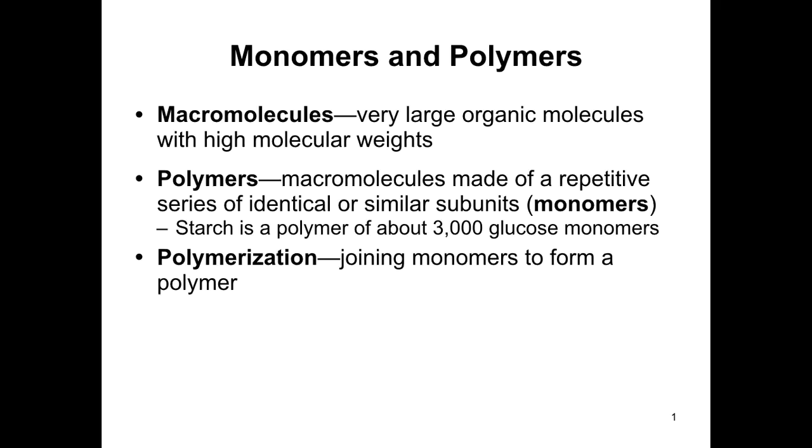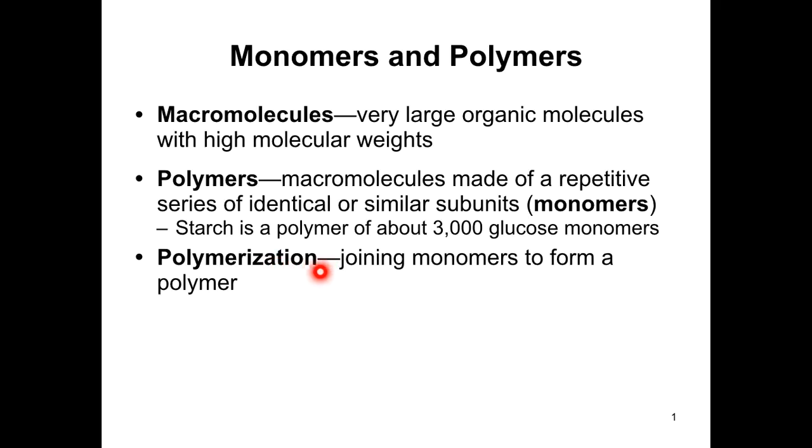So, for an example, starch. We all know starch. Starch is what you find in potatoes and what you find in rice and grains and bread and everything like that. Delicious stuff. Well, starch is a polymer, and it is a polymer of glucose. So it's basically a bunch of glucose monomers all stuck together, about 3,000 of them.